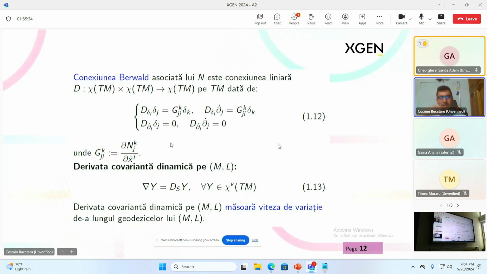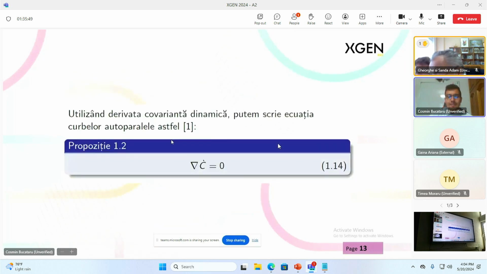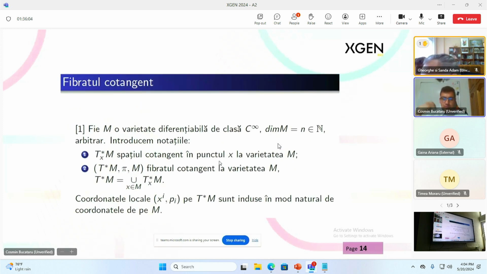And with this notion, we can introduce the dynamical covariant derivative, which measures the variations of the speed through the geodesics. And then, with the help of this operator, we can use an elegant form, like in proposition 1.2: ∇ċ equals 0. And this was the introduction part.